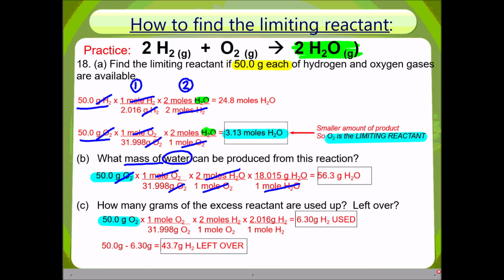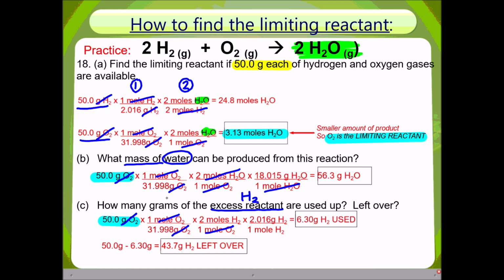Part C. Start with the given of the limiting reactant once again. And since it is in grams, we need to get rid of it. Remember, 31.998 is the molar mass of O2 because oxygen is diatomic. Step 2, which you must always do. You're going to get rid of moles of oxygen and the question asks for excess reactant, which in this case is H2. So you have moles of hydrogen on top.